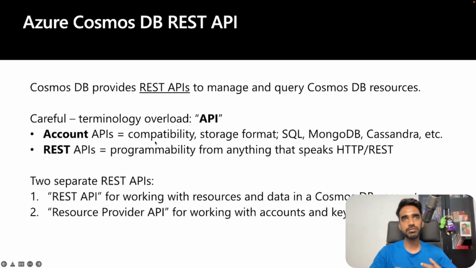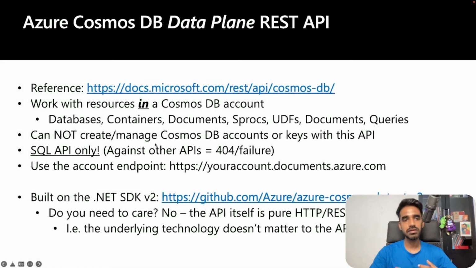Let's dive into some of the details. First is the REST API. This is the reference for our documentation on the REST API. You can refer to it. With this REST API, you can work with databases, collections, documents, stored procedures, and user-defined functions for the SQL API. You cannot use this to manage the Cosmos DB account or keys. That's what we talked about earlier as the Resource Provider API, which is the second API.